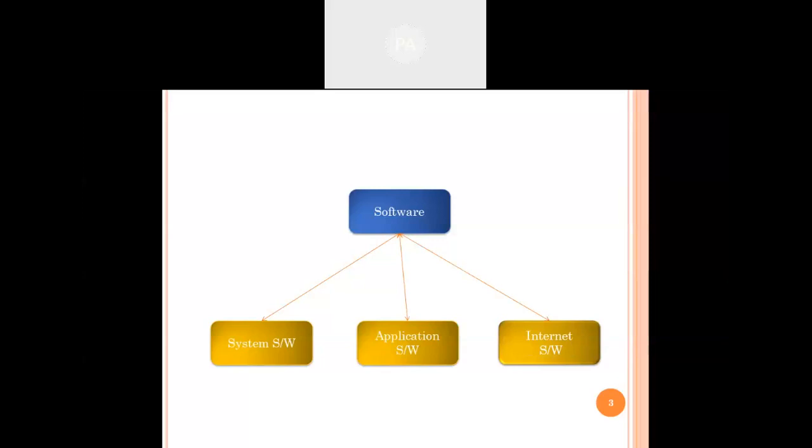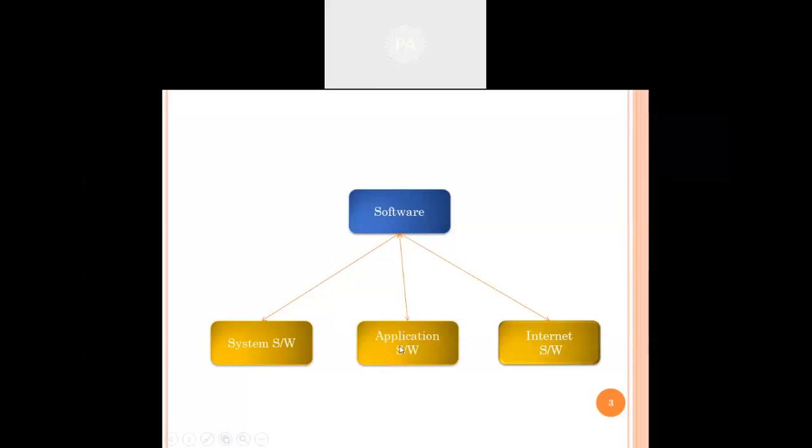What is system software? To execute the working of the system, the operating system, we require system software. For example, drivers, printer software, and scanner software. That software is called system software.